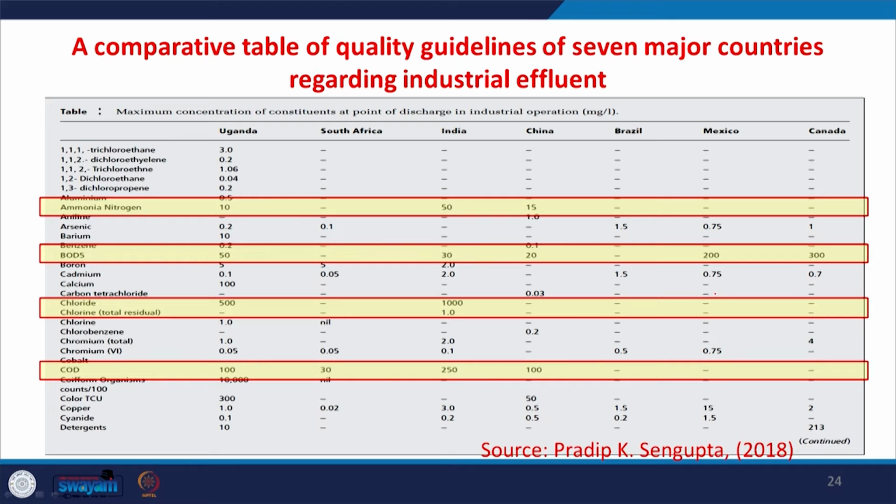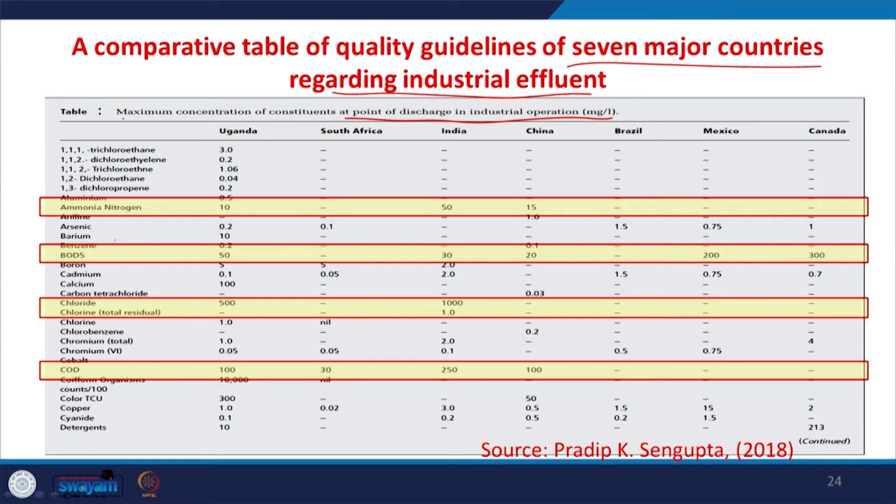Now, here you see that we have given a comparative table of quality guidelines of 7 major countries regarding industrial effluents, and the countries in question are Uganda, South Africa, India, China, Brazil, Mexico and Canada. So, you see the maximum concentration of constituents at point of discharge in industrial operation.